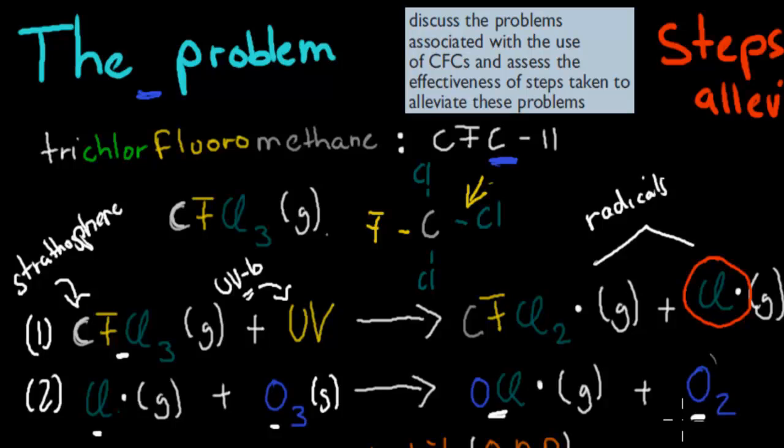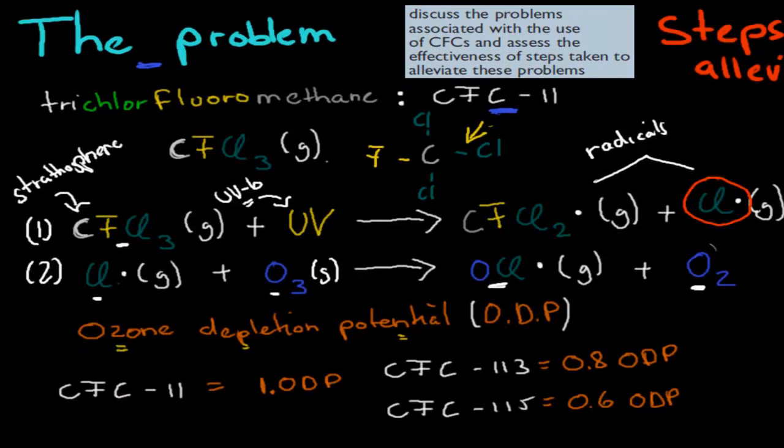This is not just happening once, but it happens over and over again. So this one CFC molecule can basically destroy thousands, if not tens of thousands of ozone molecules. I'm going to go over that in a second. But you should know something called the ozone depletion potential, or ODP for short, standing for ozone depletion potential.